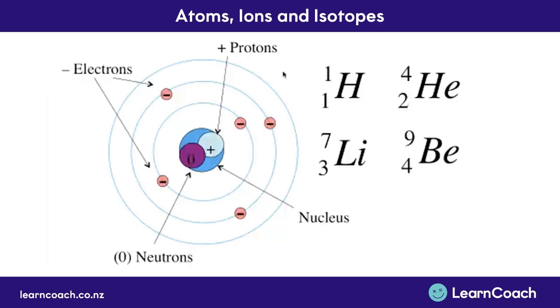Now none of these atoms are charged overall, even though there's lots of charged particles inside them. That is because the number of positive protons exactly matches the number of negative electrons in an atom. So the positive protons cancel out with the negative electrons, so there's no charge overall. So in helium, for example, there's 2 positive protons. It would mean that there's 2 negative electrons as well to cancel out.